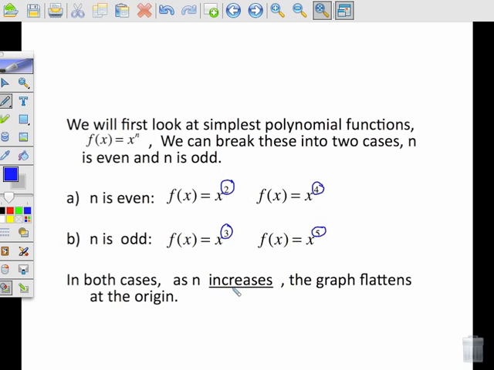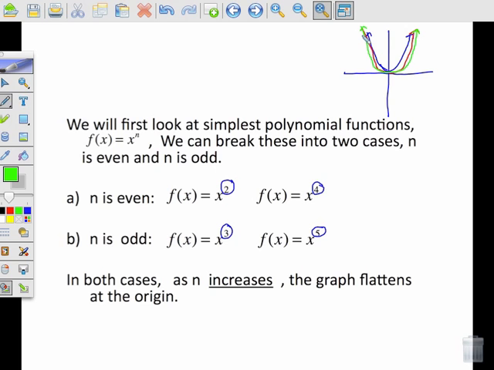In both cases, as n increases, so as n gets larger, the exponents get larger, the graph flattens at the origin. So I want to show you what this means. Let's do even exponents. I know the even exponent, x squared, is a parabola. It looks like this. If you do a power of 4, it's going to come down, but it just becomes flatter. If you had a power of 6, it becomes flatter at the bottom. It almost looks like it's becoming wider.